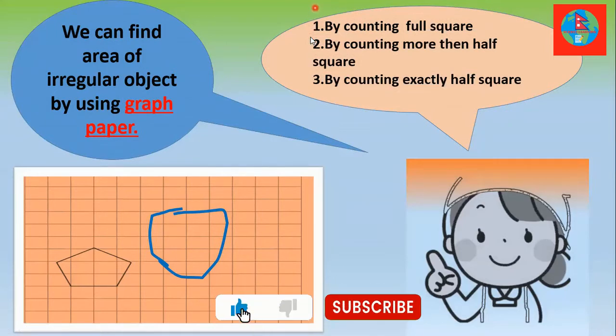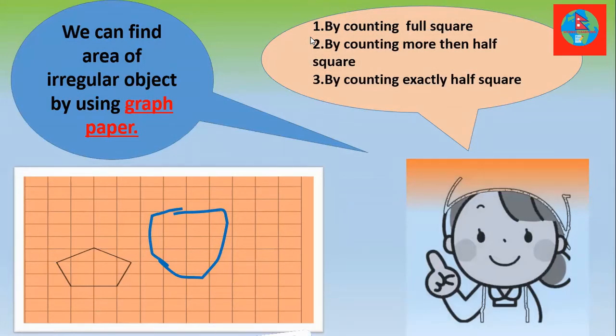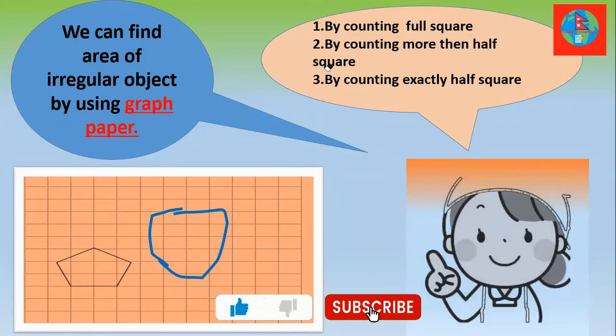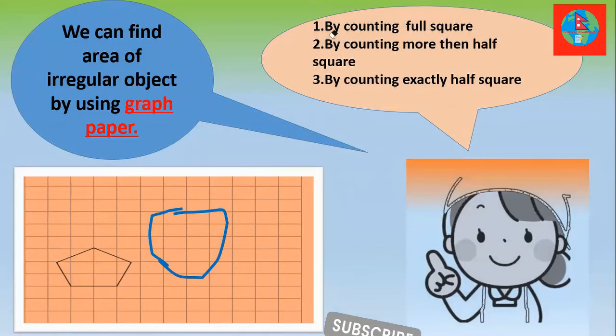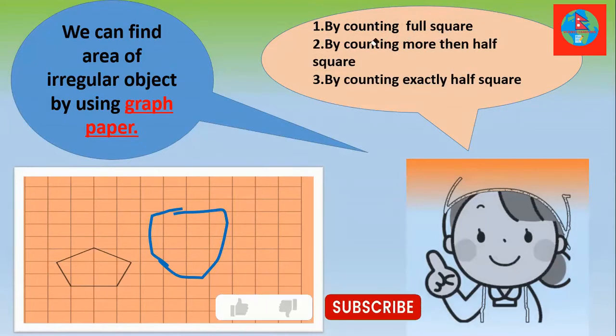Here is the rule. What is the rule here? Can you say? Yes, number one, by counting full square.